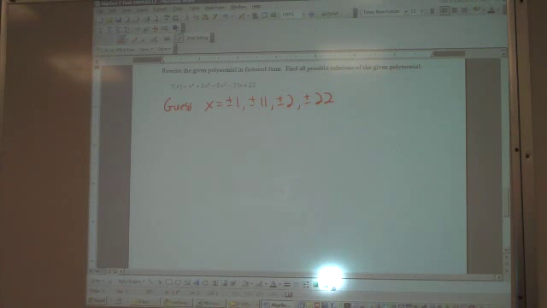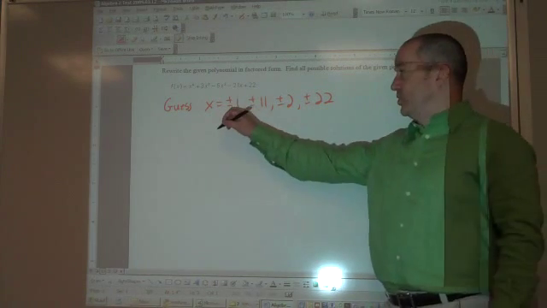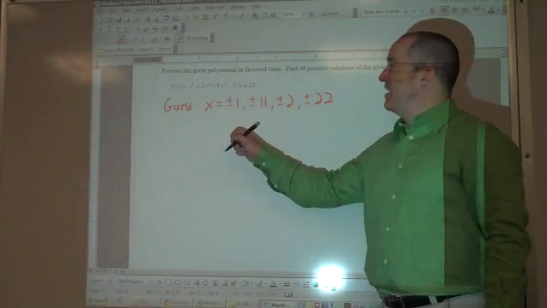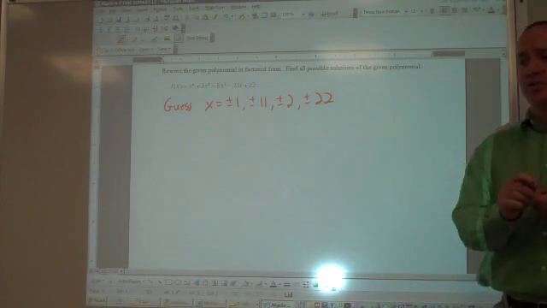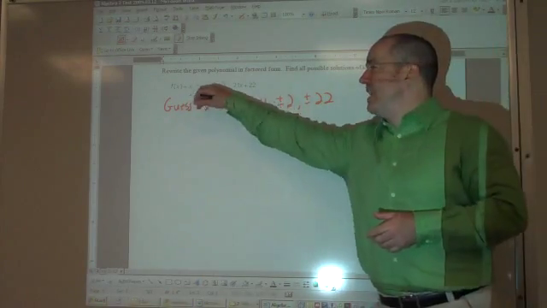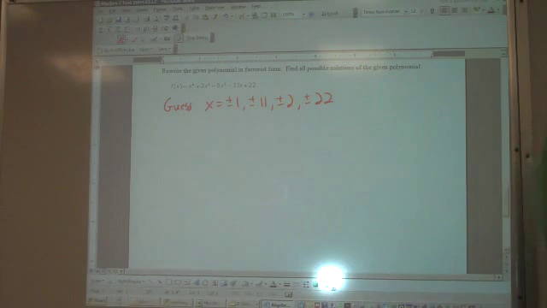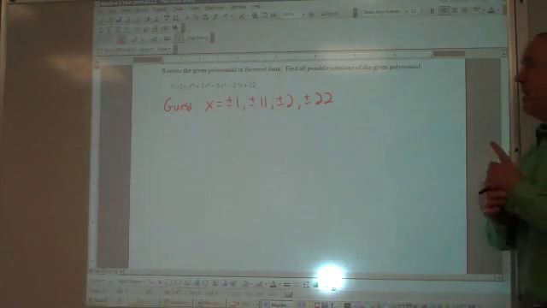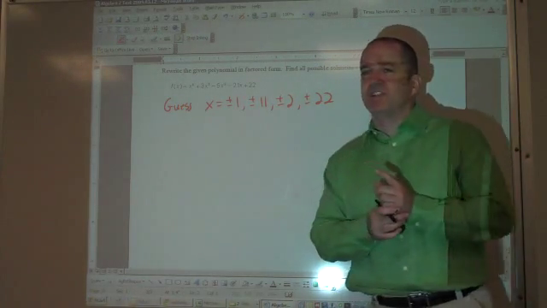11 and 1. Let's try that. Now, there's a couple things you can do here. If you want to guess that positive 1 is a solution, then you can divide this by x minus 1 and use polynomial long division. Or you can use positive 1 with synthetic division.